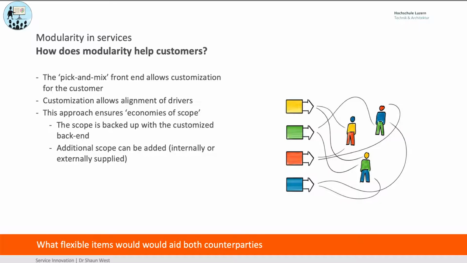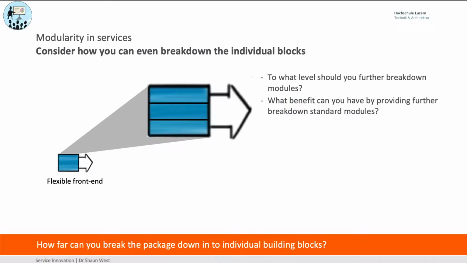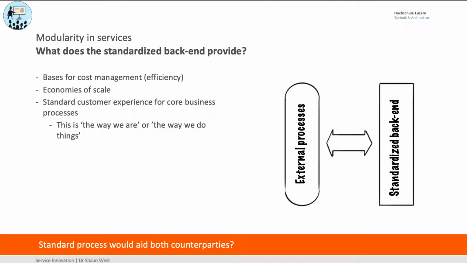Thinking about how to deliver to them flexibly. Within each flexible front end, we can break it down further and we can standardize it there, which makes it easier for us to put the building blocks together. Important to have standardized building blocks here. The back end is standardized. We want to do reporting, we want to do billing, we want to do quoting in the same way. So it helps us be more efficient.